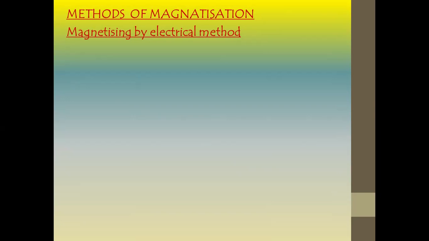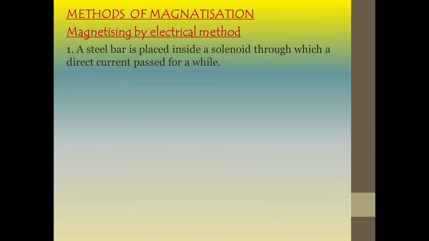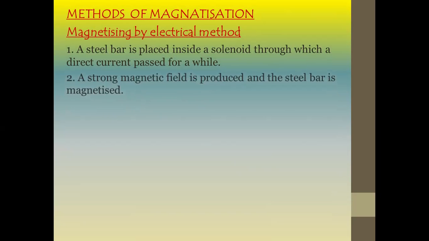It is called magnetization. There is a method which is known as the electrical method. A steel bar is placed inside a solenoid coil, through which a direct current passes. For a while, you will observe that the steel bar becomes a strong magnet, as a strong magnetic field is produced. This is also known as the electromagnet.